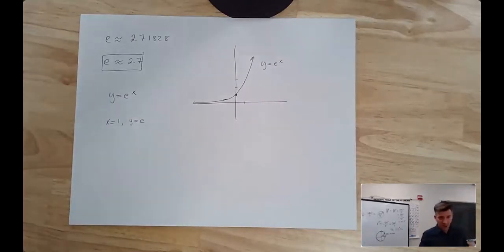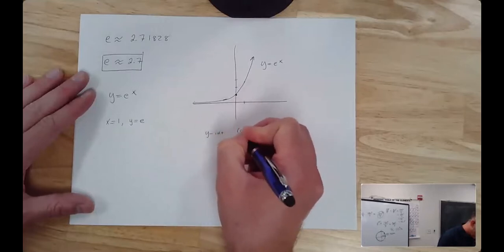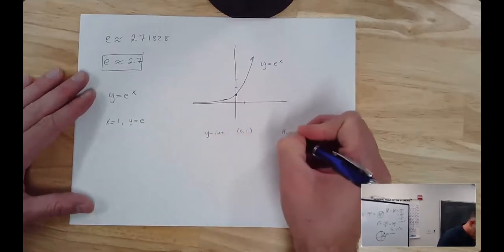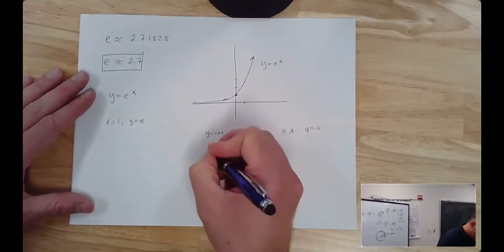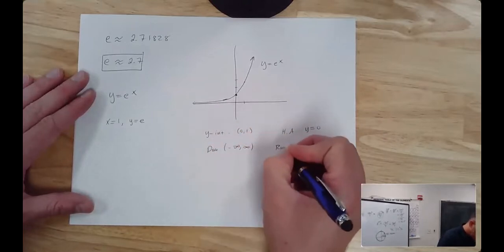It's got the same sort of properties, right? Still has a y-intercept of 1, horizontal asymptote at 0, domain is everything, range is all positive numbers.